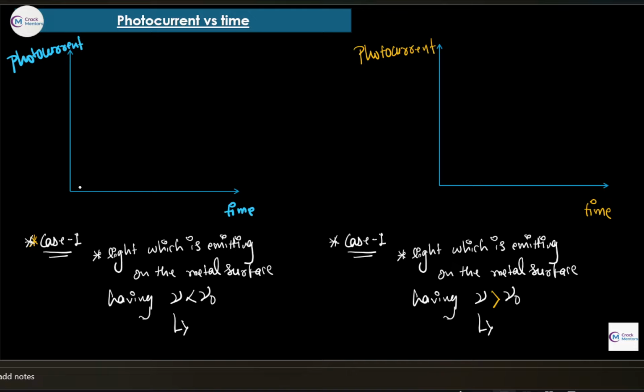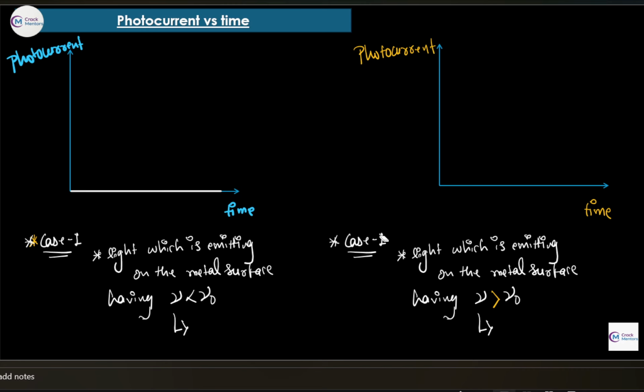We know that whatever time passes, the photocurrent has the value of nothing. Why? Because the frequency is less than the threshold frequency. Then, as time passes, the photocurrent is not going to be generated.